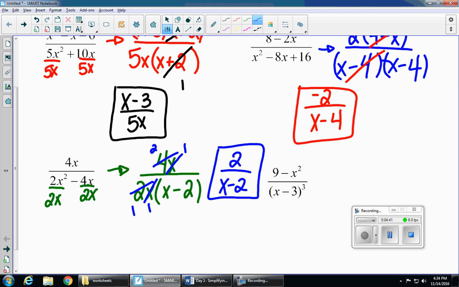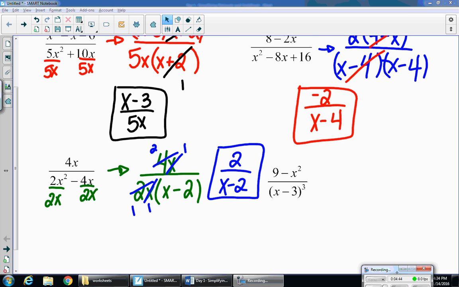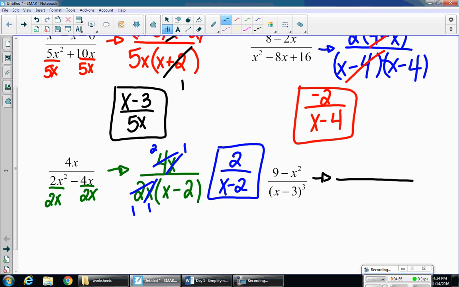Let's take a look at our last example. So in our last example, I have 9 minus x squared over x minus 3 cubed. So let's take a look at our numerator, and we want to try to factor. So in my numerator, I have a difference of perfect squares. Remember, difference of perfect squares, it's two parentheses, one with a plus, one with a minus, and then you're going to square root each piece. So the square root of 9 is 3, so the first part gets a 3, and the square root of x squared gets an x. So I have 3 plus x and 3 minus x.